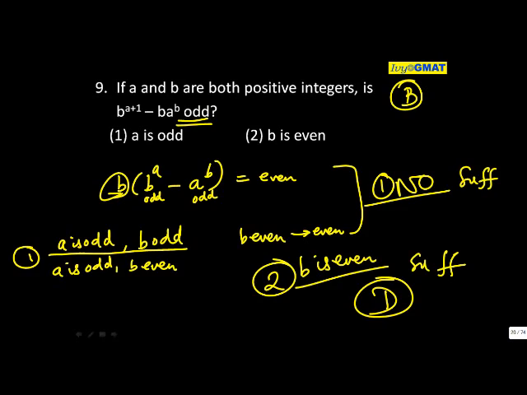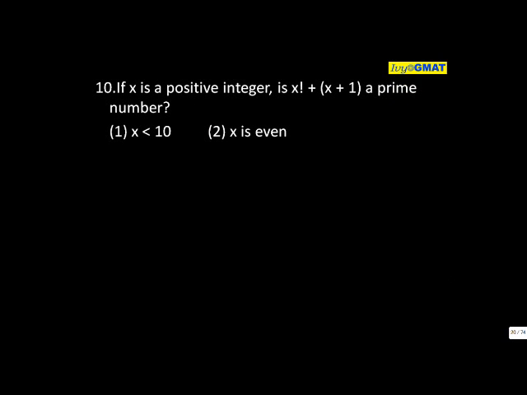Let's see, question number 10. If x is a positive integer, is x factorial plus x plus 1 a prime number? You are given less than 10 and even. What all numbers will you start with? Please tell me. You will start checking.